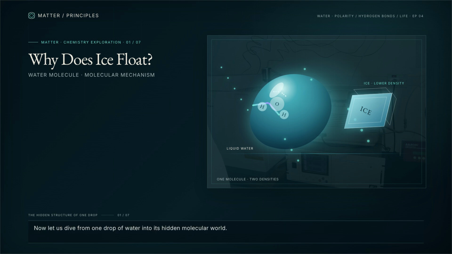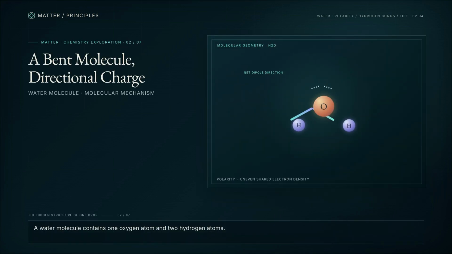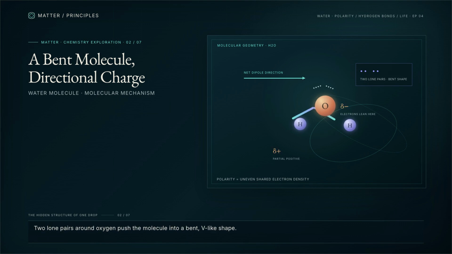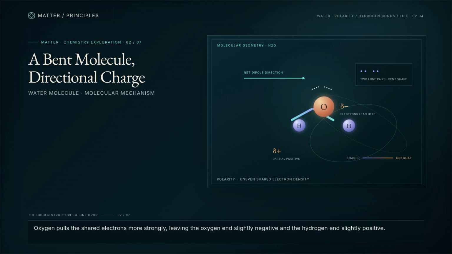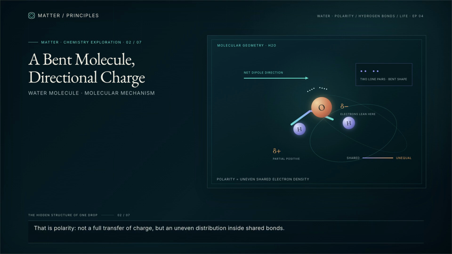Now let us dive from one drop of water into its hidden molecular world. A water molecule contains one oxygen atom and two hydrogen atoms. Two lone pairs around oxygen push the molecule into a bent, V-like shape. Oxygen pulls the shared electrons more strongly, leaving the oxygen end slightly negative and the hydrogen end slightly positive. That is polarity, not a full transfer of charge, but an uneven distribution inside shared bonds.